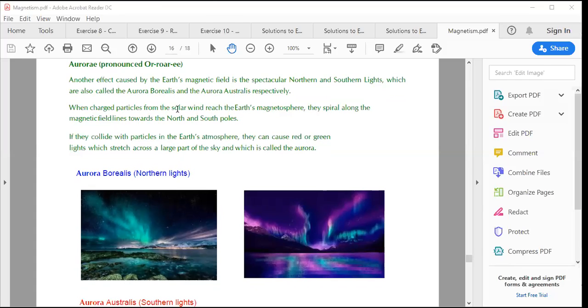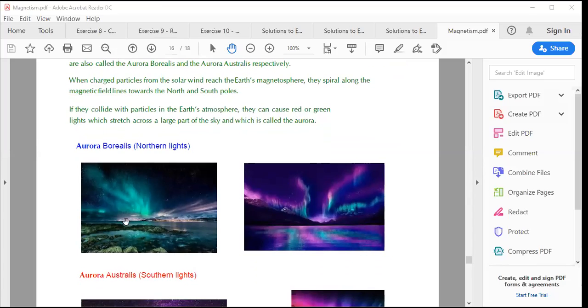When charged particles from the solar wind reach the Earth's magnetosphere, they spiral along the magnetic field lines towards the north and the south poles. If they collide with the particles in the Earth's atmosphere, they can cause a red or green light, which stretches across a large part of the sky and is called aurora. So these are some of the sightings that are seen at certain periods of the year.